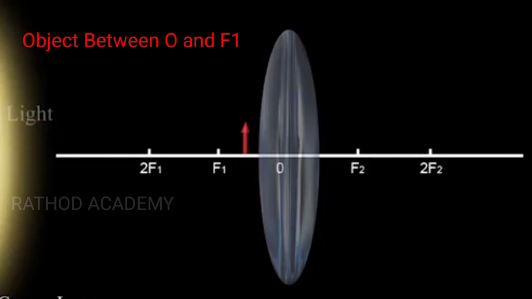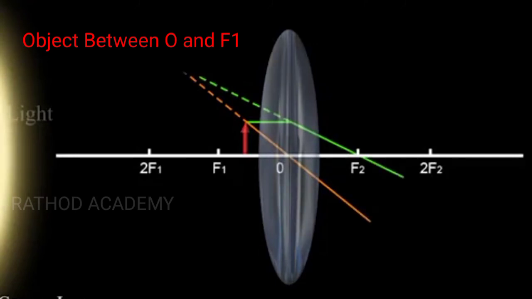Let us consider the case. Now we put the object in between f1 and the optical center O, and observe the nature of the image. So where will the image form? As usual we will send two rays. As it is very close to the optical center, two rays are enough to form the image. One is passing undeviated through the center and another is passing through f2.